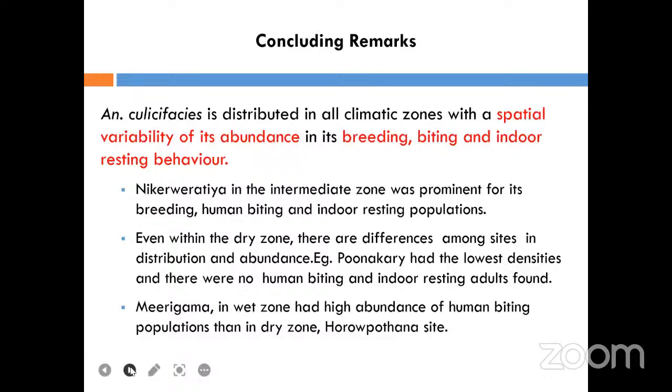For example, the Punakari site had the lowest densities of culicifacies and there were no human biting or indoor resting populations. And the Mirigama site in the wet zone had high abundance of human biting populations when compared to the dry zone Horopathana site.